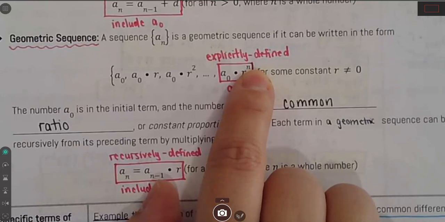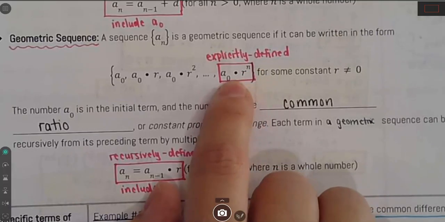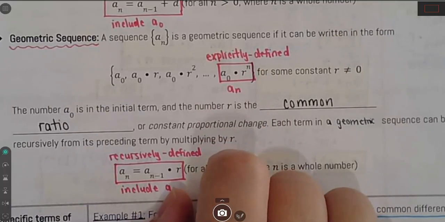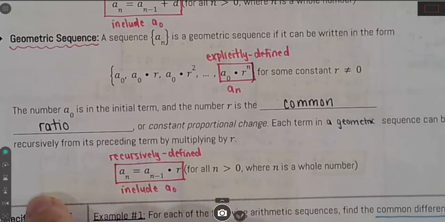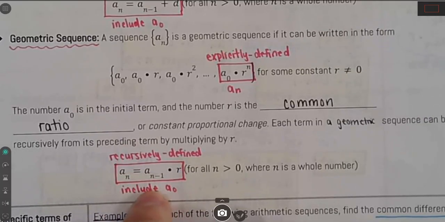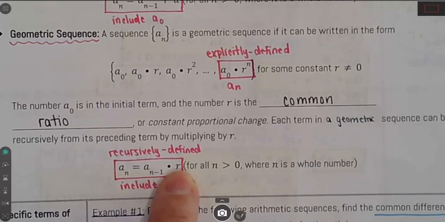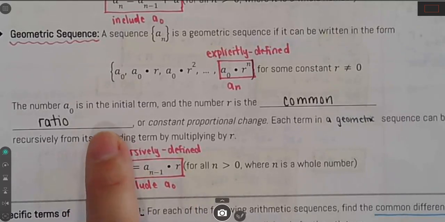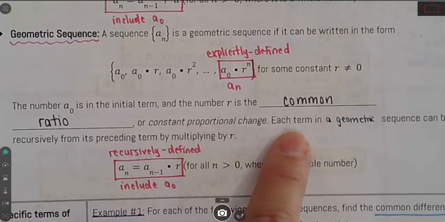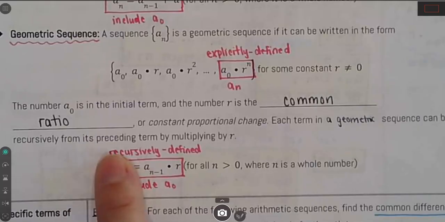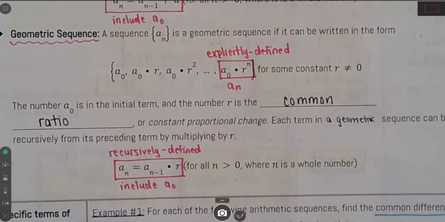If I want to know the 8th term of a sequence, I would plug in 8 for n, and then also plug in the common ratio and the initial value, or the initial term, and that would give me the 8th term. This is the recursively defined sequence. So if you want to know a particular term of the sequence, you can take the previous term, multiply it by your common ratio, and that gives you the next term. So, the number a0 is the initial term, the number r is the common ratio, or constant proportional change. Each term in a geometric sequence can be obtained recursively by its preceding term by multiplying by r.